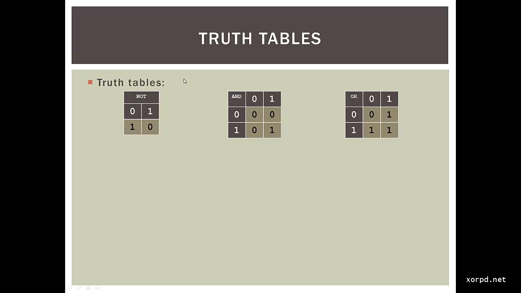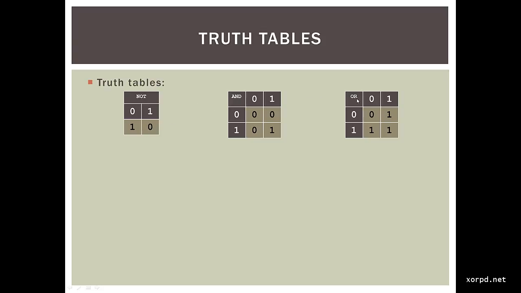Let's begin with the first one, the not table, which is pretty simple. We can see in the darker color here the input, and in the other color, in the second row, the output. So for input 0, we get output 1. For input 1, we get output 0.